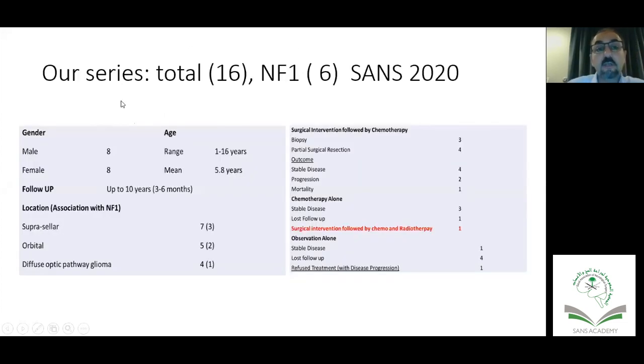This is our series that we collected for the last 10 years from different hospitals from the region, and they were all referred to us for chemotherapy or radiotherapy. And you can see these are 8 male, 8 female. Range of age can be really variable. And association with NF1: 3 cases in the suprasellar part, 2 in the orbital, and 1 in the diffuse one. So a good percent of them are coming with NF1.